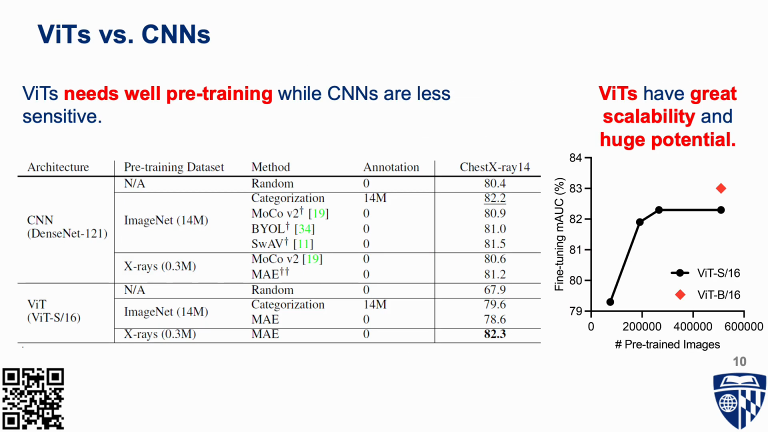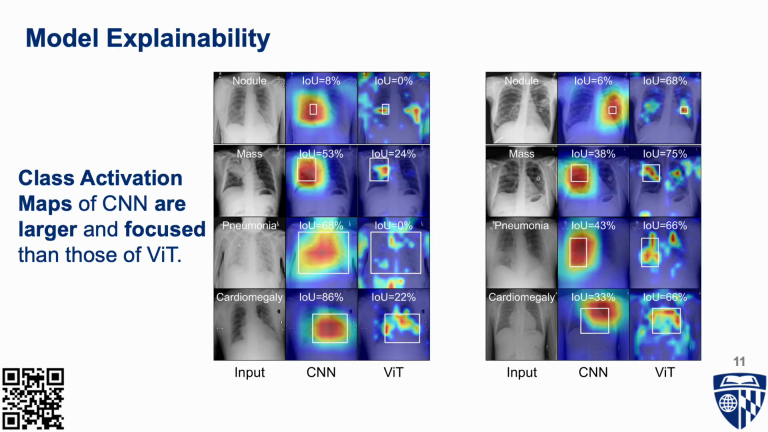We believe that many researchers in this area desire a comprehensive comparison between CNNs and ViT, so we made a very fair and comprehensive benchmark, including various kinds of state-of-the-art training methods. Here are some attention map visualizations. We found that the classification maps of DenseNet are larger and more focused than ViTs. We think more explanation is needed to explain ViTs.